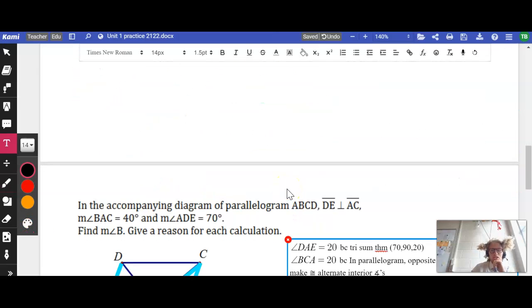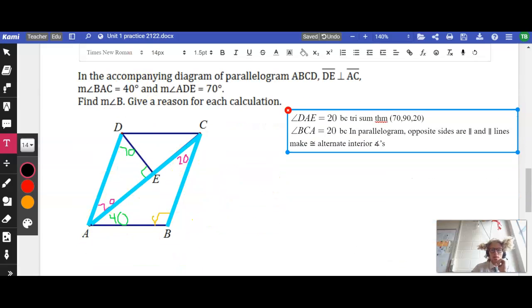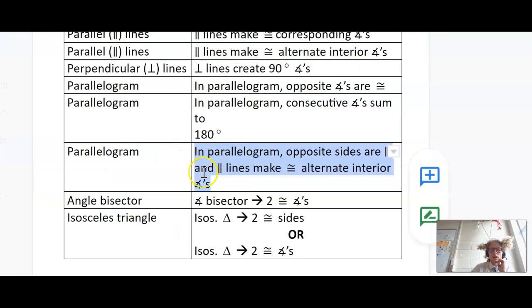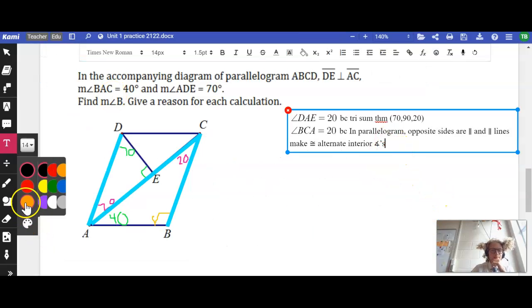I didn't do this last time because we didn't have a parallelogram, but this time we do. So I went to my justifications page, saw that we have a parallelogram, and used this rule because it has alternate interior angles. In a parallelogram, opposite sides are parallel, and parallel lines make congruent alternate interior angles. I literally just copied and pasted. For you, you'd be writing it onto paper and trying to internalize that as well. Okay, so that one's 20.